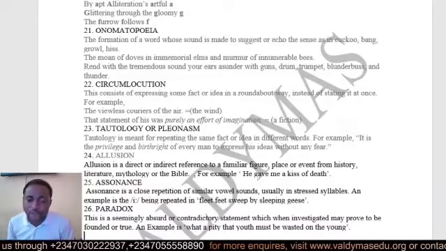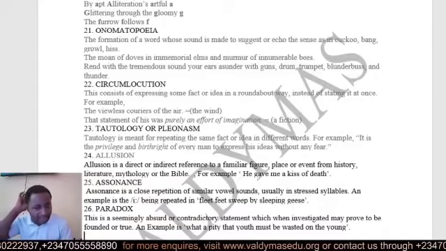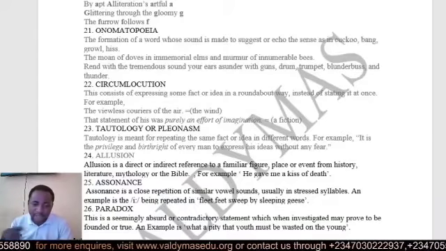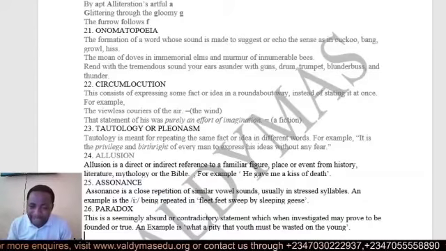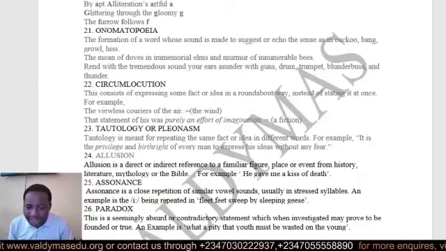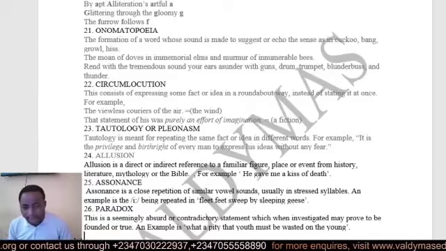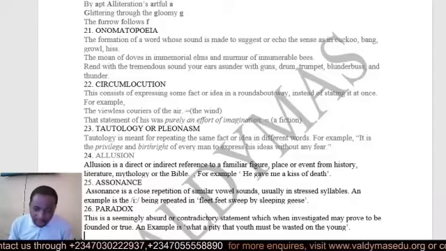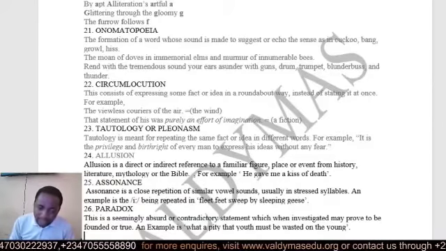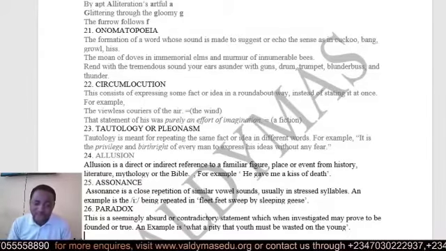Then we have tautology or pleonasm. Tautology is meant for repeating the same fact or idea in different words. That means the repetition of the same idea. It is the privilege and birthright of every man to express his ideas without any fear. Privilege, birthright is a case of tautology. It's either you just pick birthright or you pick privilege. So what the person has used is tautology.